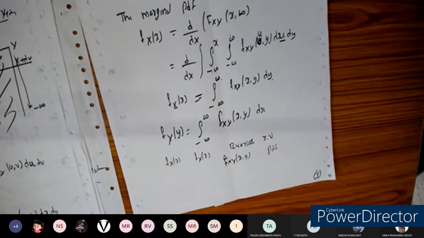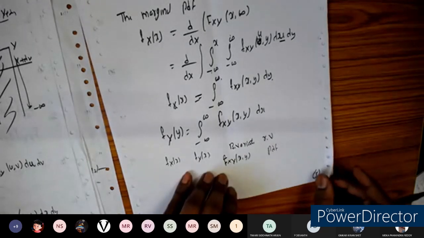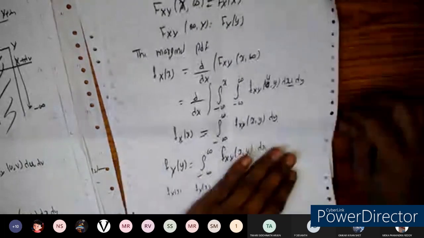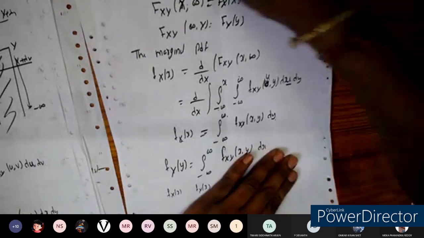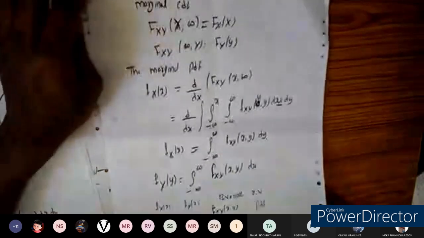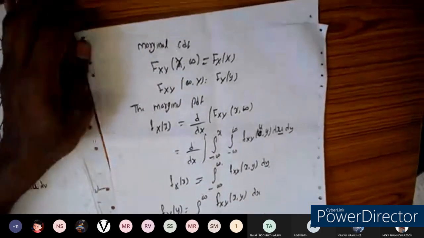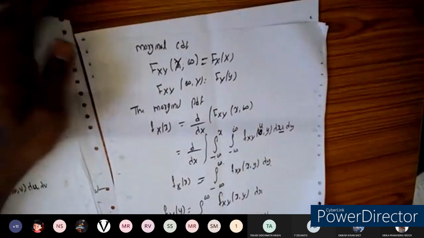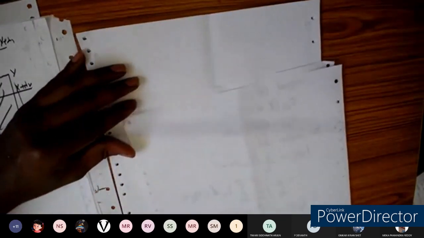So in the last class we are done up to this one. Now let us continue from here. We have some more, like we defined for the single random variable: the mean, variance, standard deviation, and the mean square value. In a similar way we are going to define for that one. But before that, let us see some more concepts here.